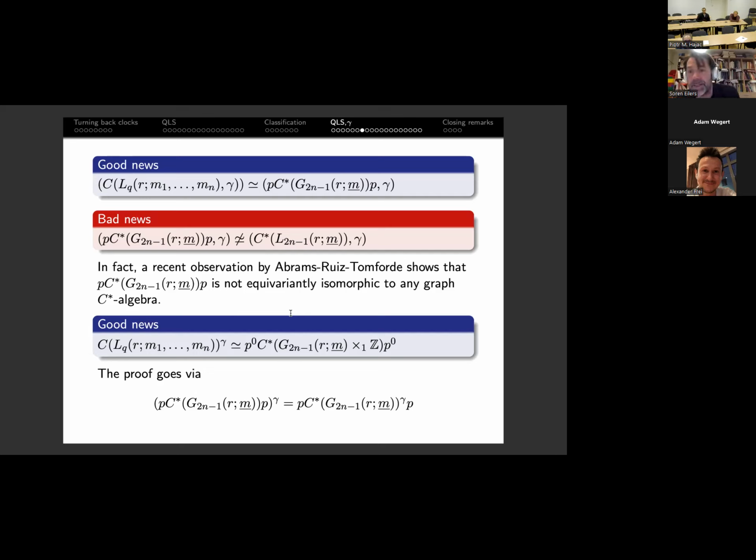What is the issue? Why can't this be a graph system? Like the example, like the argument.